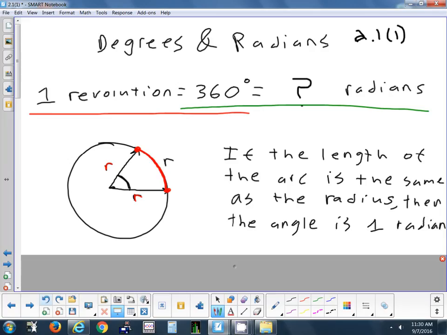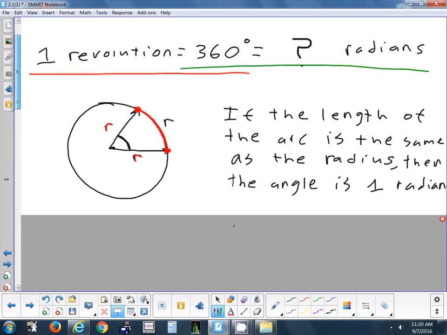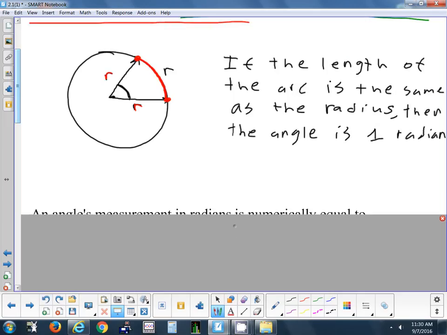5 pi over 6. Now, do I need to put RAD on it? No. Because it's an angle, we just got to get used to the fact if there's no little circle, it's automatically radians.